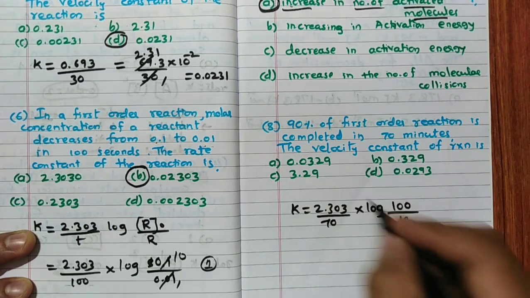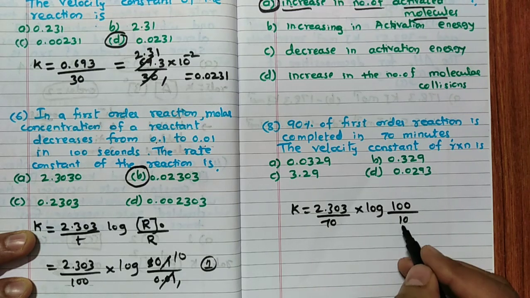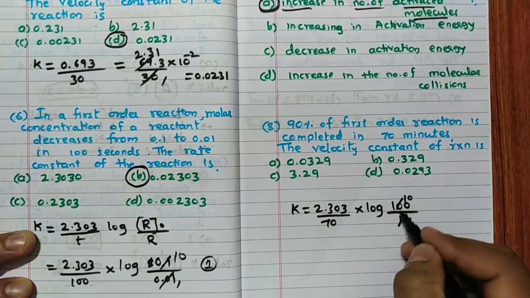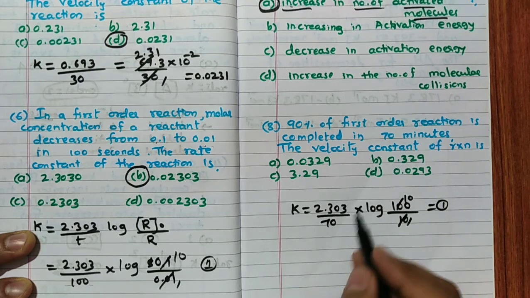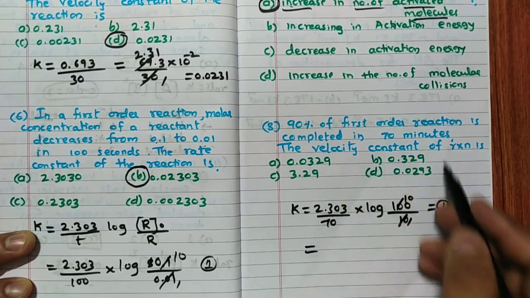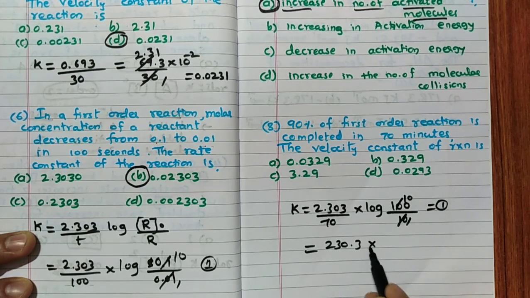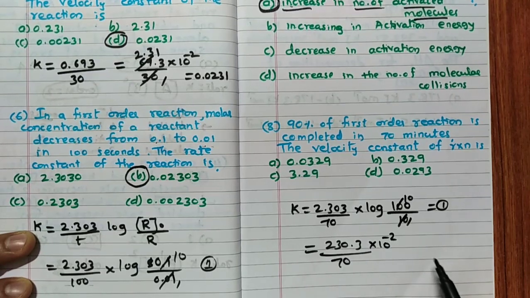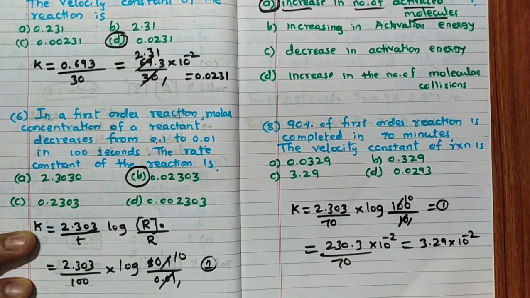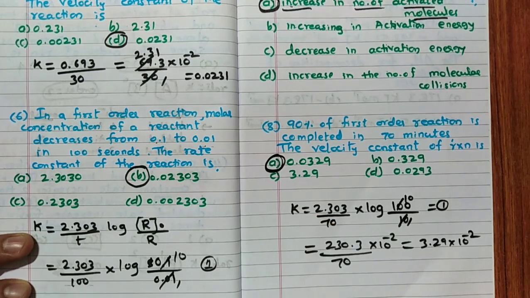Or 100 minus 90 also you can do, that is 10. Log 10 is equal to 1, once again the answer is 1. So 2.303 by 70 is how much? 7 threes are 21, correct? So I can write this as 230.3 into 10 to the power minus 2 divided by 70. 7 threes are 21. So 3.29 into 10 to the power minus 2, which in this particular case is 0.0329. So the answer is A.